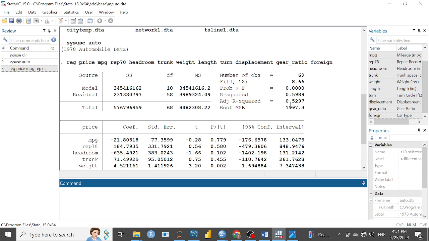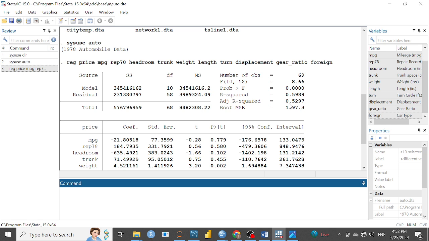Then the R-squared here is 0.5989. This indicates that approximately 59.89% of the variance in the price is explained by the model. So you can even approximate it and say approximately 60% of the variance in the price is explained by the model, or by the predictors.